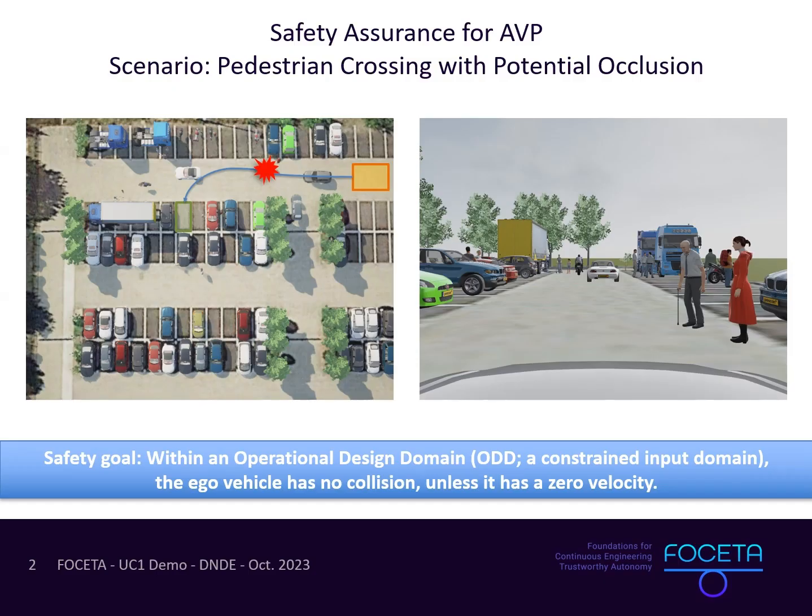When considering safety assurance for AVP, we start with identifying the most relevant scenarios in a parking environment and their associated safety goals. In this demonstration, let's focus on one example, which is pedestrian crossing with potential occlusion. And the goal here is to ensure that within an operational design domain, ODD, which is essentially a constraint input domain, the eco vehicle should have no collision unless it has a zero velocity.